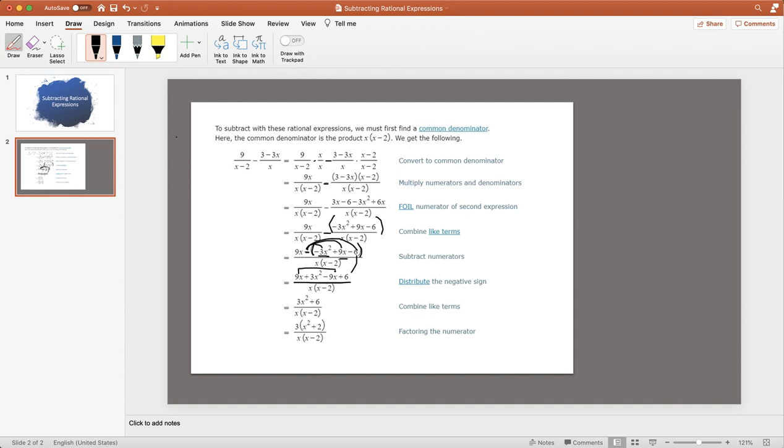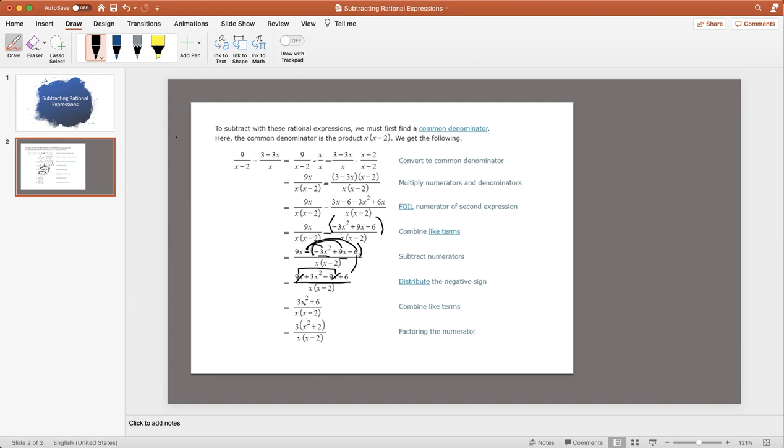Combining like terms, I see I have a positive 9x and a negative 9x. So those completely cancel each other out. And I'm left with 3x squared plus 6 over that common denominator of x times x minus 2.